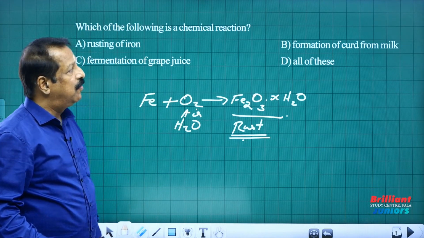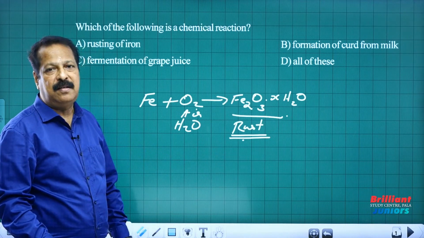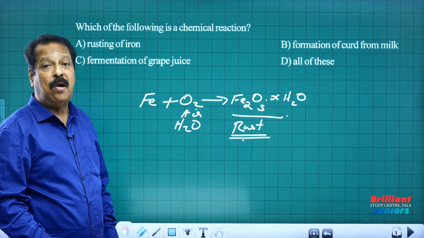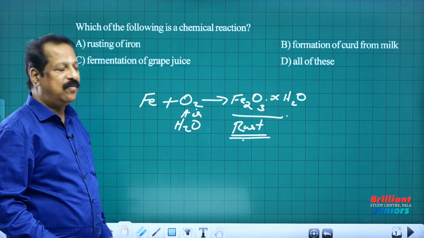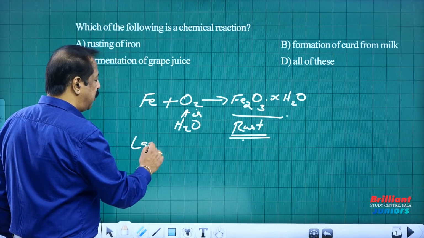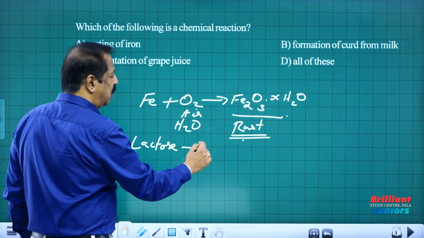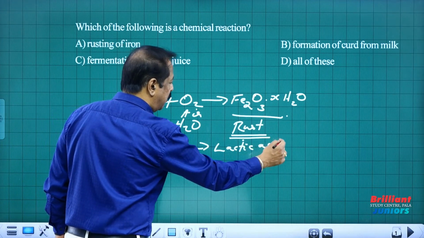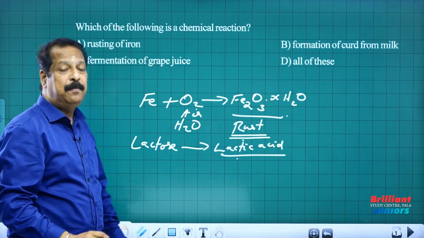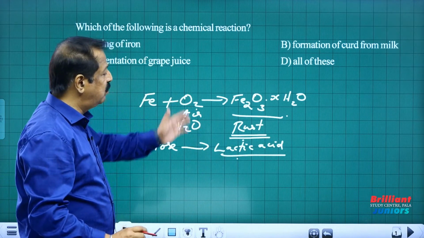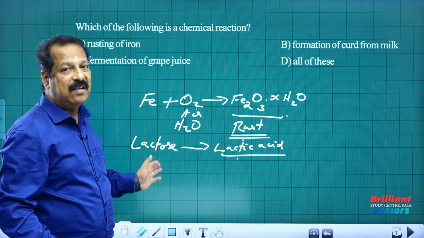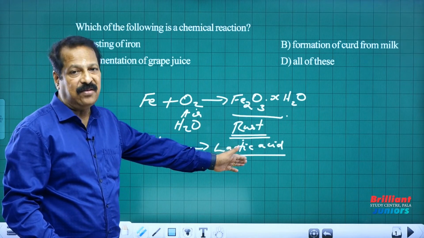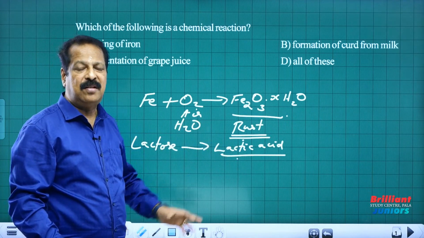And the second one is formation of curd from milk. Milk contains a sugar called lactose. And in curd, lactose is converted to lactic acid. Lactic acid is 2-hydroxypropanoic acid. So this is another chemical reaction. So lactose is a sugar and this is an acid. So that is another chemical reaction that is going on.